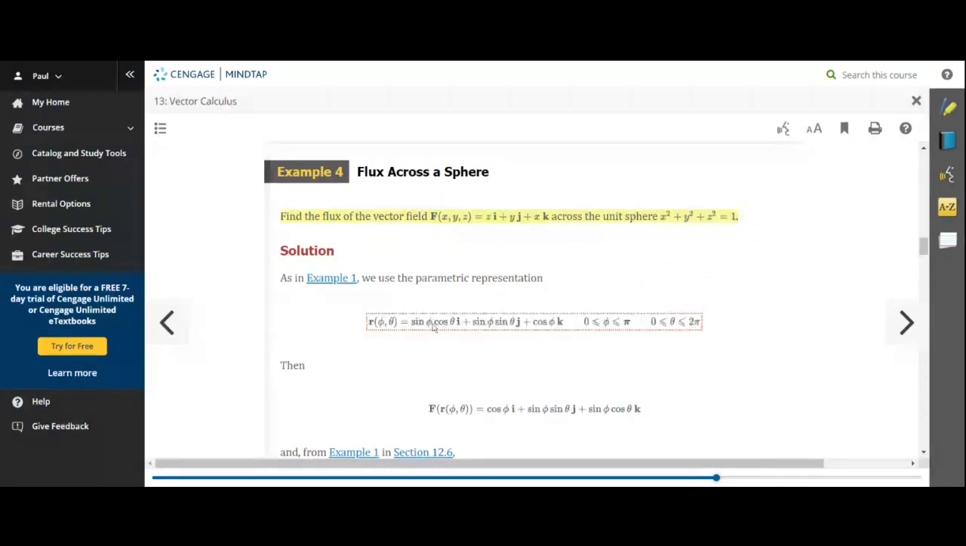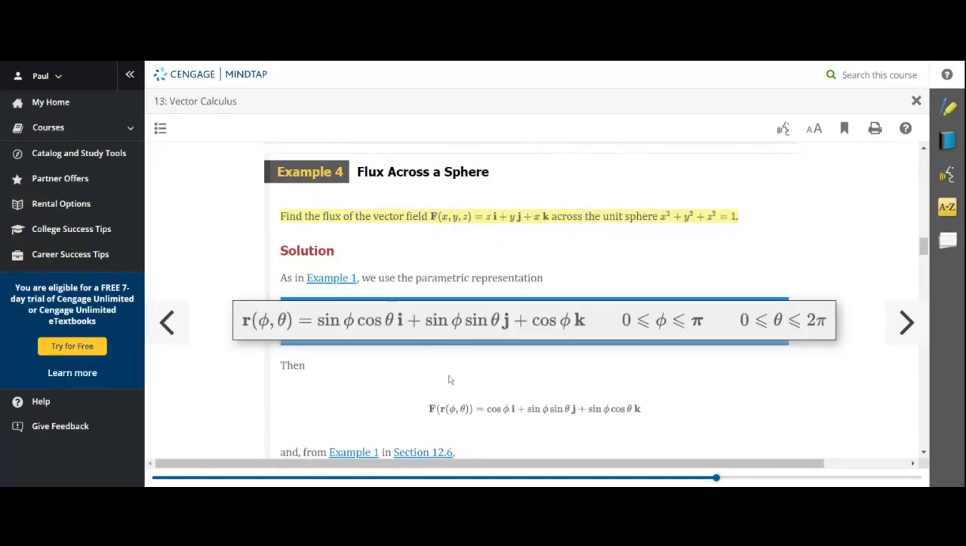So first of all, we need the parameterization of the sphere. If we use parameters theta and phi, we know in terms of spherical coordinates, x is sine phi cosine theta, y is equal to sine phi sine theta, and z equals cosine phi. Now that's for when you have radius 1. Phi is between 0 and pi, and theta is between 0 and 2 pi.